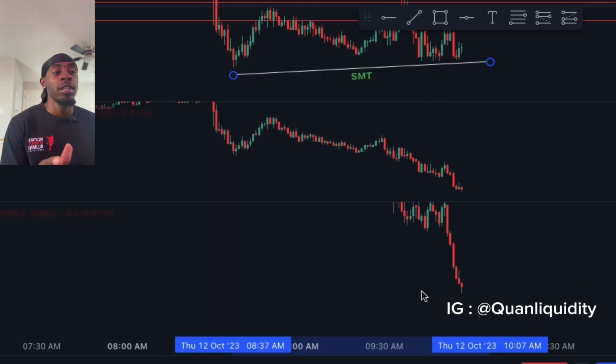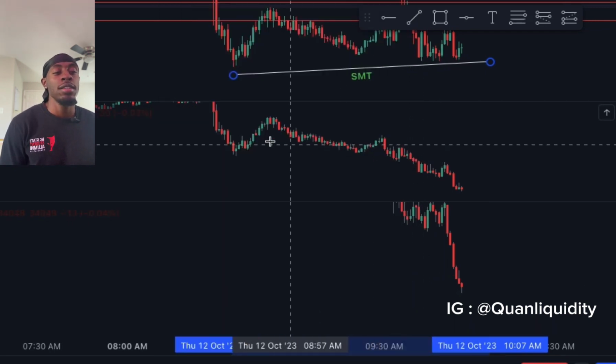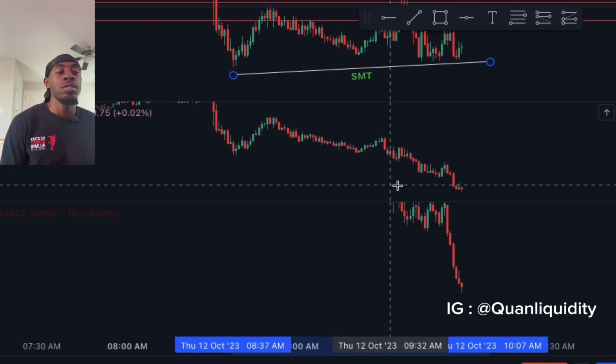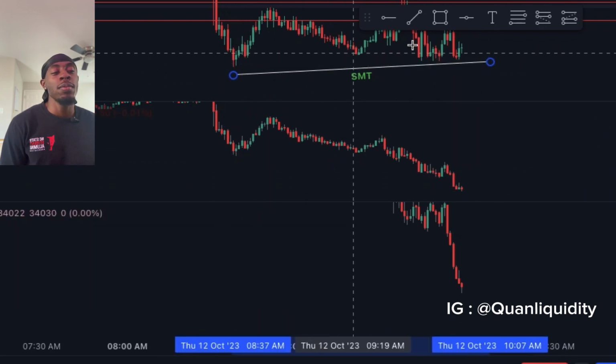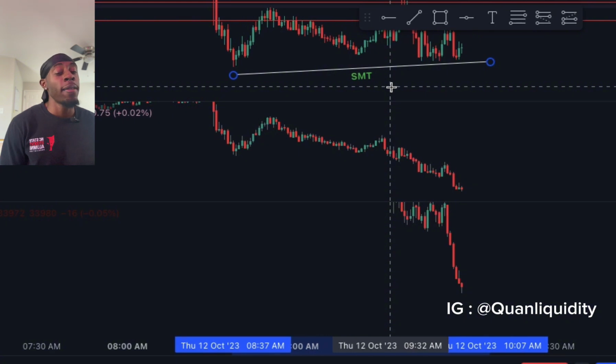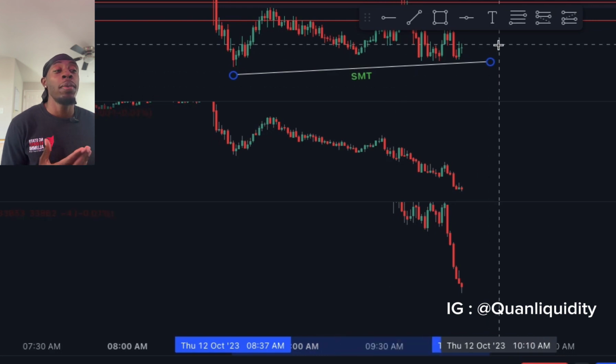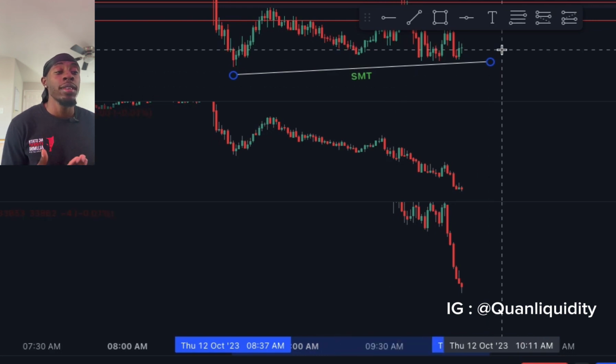Long story short, all that SMT is: the other two pairs, as you can see, are making a lower low, but Nas is failing to make a lower low. Why is that? It's the stronger pair at the moment. So this is the pair that we will buy in a bullish situation.